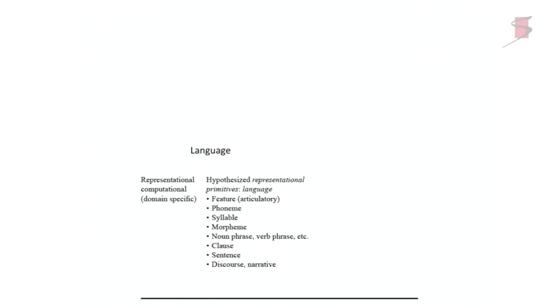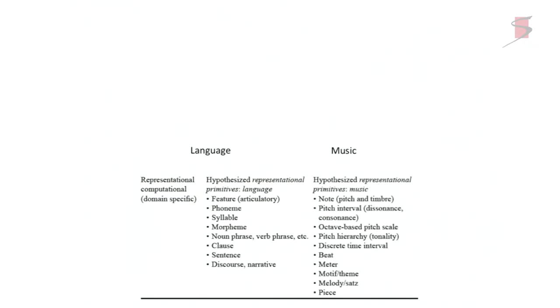Okay, so let's go back to the little exercise. Here's language and a bunch of the primitives of language. So the notion of a phoneme, the notion of a morpheme, the notion of a clause. I've been doing a lot of work on music lately, so you can do the same exercise for music. A primitive might be something like an octave-based pitch scale, a discrete time interval, a motif, things like that. Those are the pieces, or the Lego blocks, which musicologists use to basically account for the phenomena of music, of composition and of reception.